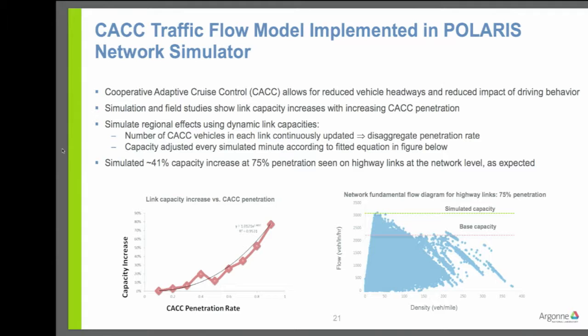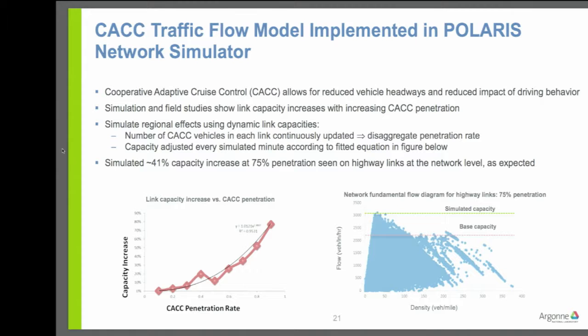We've also updated our traffic flow model that has been implemented in the Polaris Network Simulator to modify on the fly the link capacities based on the current penetration level of the CACC equipped vehicles in the link. So this has been done based on a large number of microsimulation studies, as well as some field efforts to simulate the change in capacity for a single link.